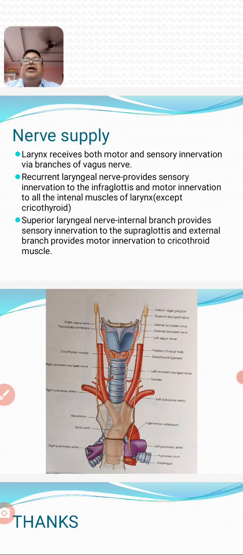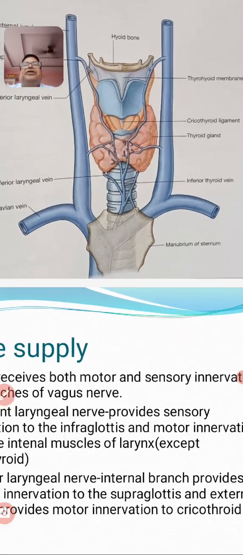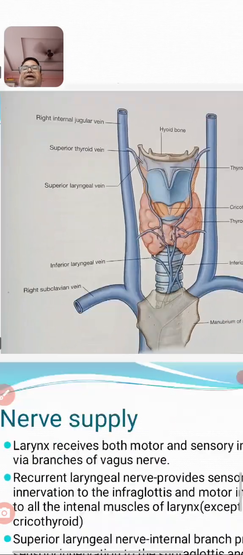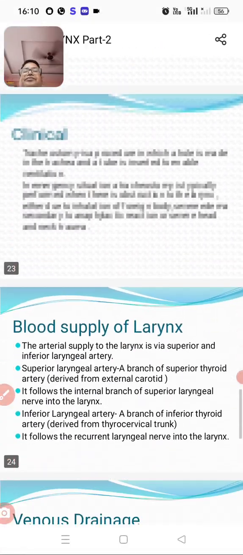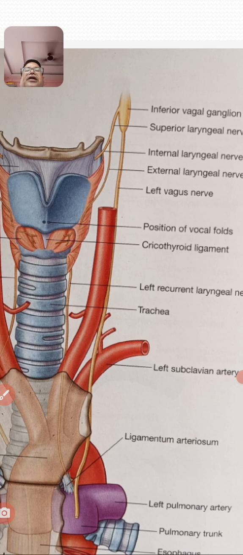This is all about the larynx. The larynx has both motor and sensory supply by the branches of the vagus nerve, that is the recurrent laryngeal nerve and the superior laryngeal nerve. The supraglottic part is supplied by the superior laryngeal nerve, and the infraglottic part is supplied by the recurrent laryngeal nerve, which is a branch of the vagus nerve. This figure also shows the superior thyroid vein and internal jugular vein, the nerve supply of the larynx, and the different blood supply of the larynx.